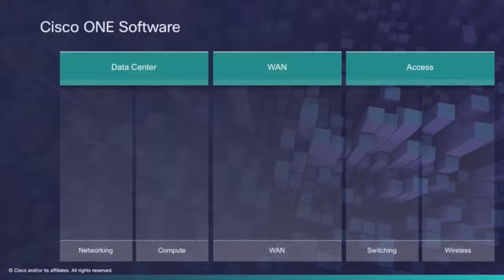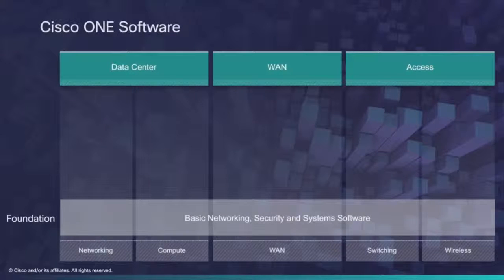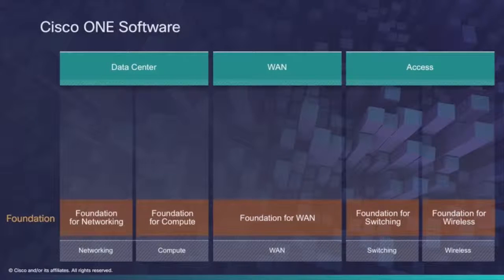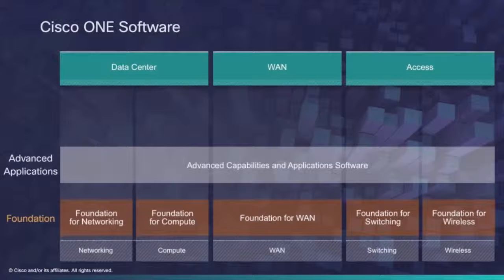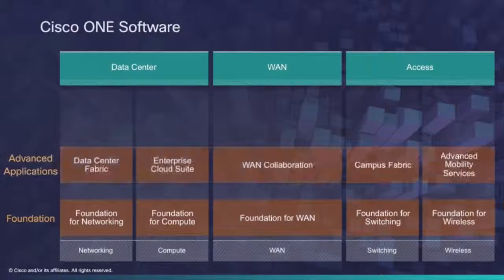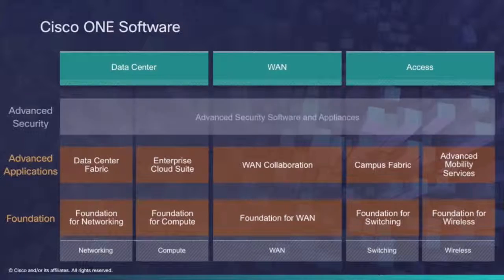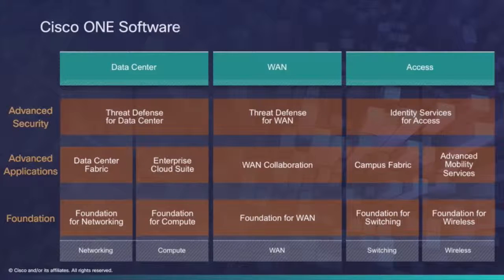In addition, from a software perspective, there is Foundation, Advanced Application, and Advanced Security. These three levels of software offerings provide the customer bundled capabilities within each level of software. We will cover this in greater detail when we review the three architectures in subsequent modules.